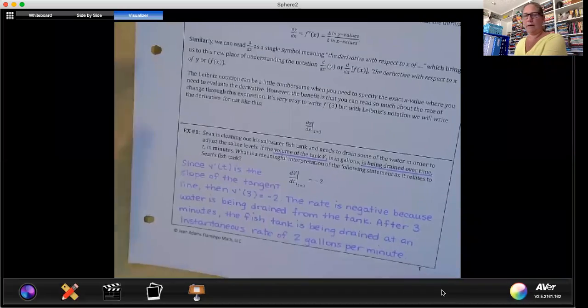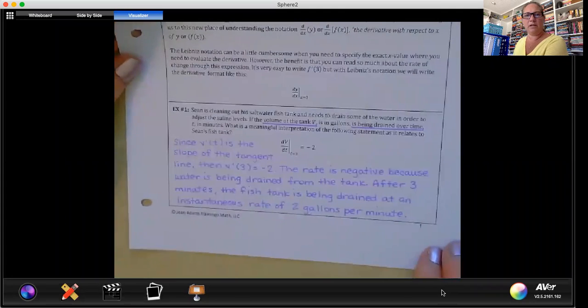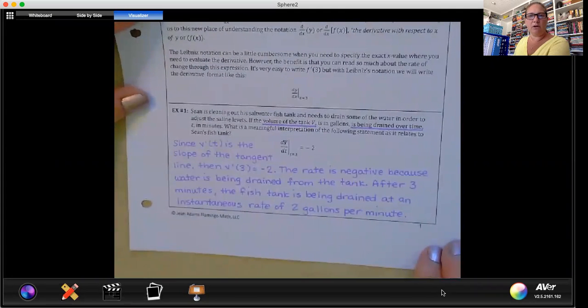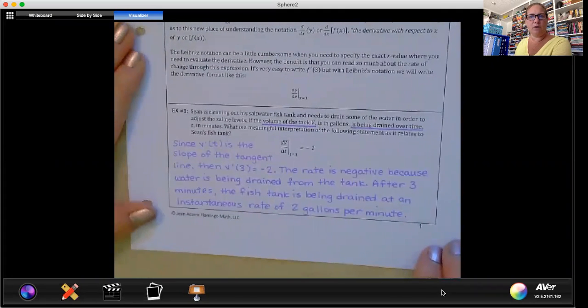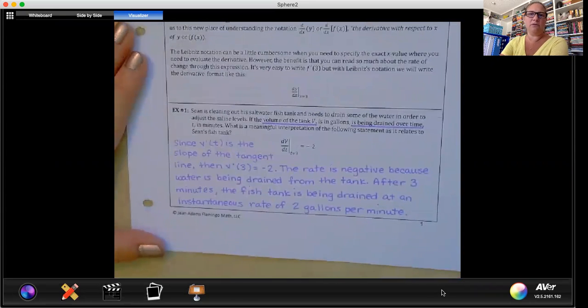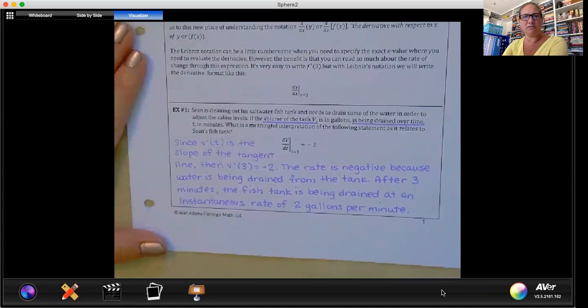So everything that you are going to be doing is going to be based on writing about a problem. So Sean is cleaning out his saltwater fish tank and he needs to drain some of the water in order to adjust the saline levels. If the volume of the tank V is in gallons and it's being drained over time T in minutes, then what is a meaningful interpretation of the following statement as it relates to Sean's fish tank?